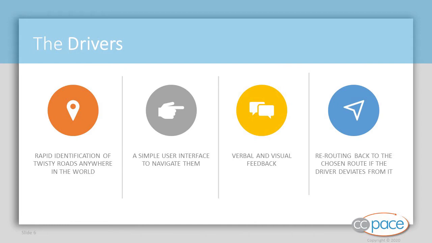Back to Twisty. So what was included in the first MVP? Ian focused on the top 4 items from his research around what drivers want, focusing on drivers that enjoy the ride. Rapid identification of twisty roads anywhere in the world, a simple user interface to navigate them, including verbal and visual feedback, and rerouting back to the chosen route if the driver deviates from it.